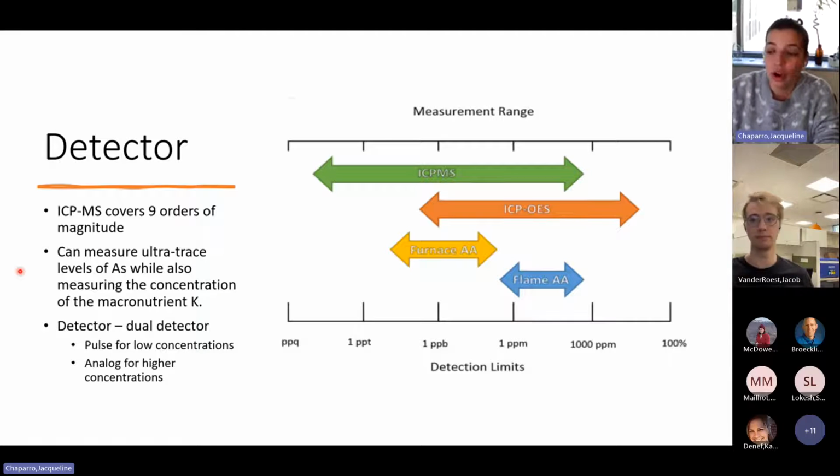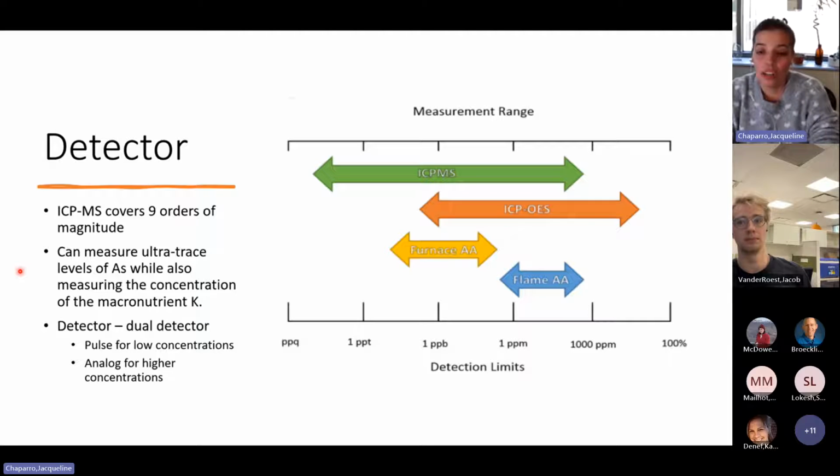But for the most part, I wanted to highlight that ICP-MS covers 9 orders of magnitude in terms of measurement. So you can measure ultra trace levels of arsenic in the parts per trillion or really low parts per billion level, while also being able to measure the concentration of something like the macronutrient potassium, which is sometimes hundreds of ppm, or milligrams, in a sample.